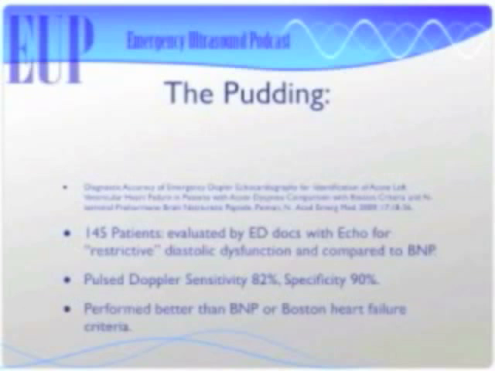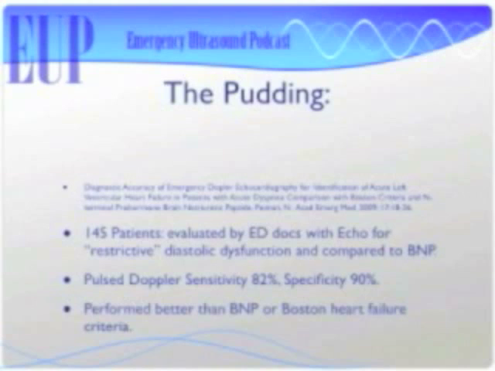So here's the pudding. This is a pretty cool study that was in Academic Emergency Medicine, and this is, I think, out of Boston, if I'm not mistaken, 2009, and this is a study of 145 patients evaluated by ED docs using echocardiography for restrictive diastolic dysfunction and compared that to BNP. And what they found was pretty amazing. They found that pulse Doppler was about 82% sensitive and 90% specific. And even cooler than that is they showed that it was better than BNP or the Boston heart failure criteria at diagnosing acute heart failure in these patients.